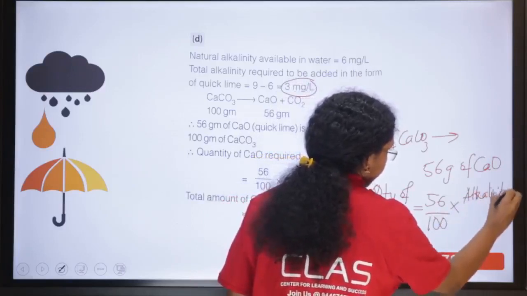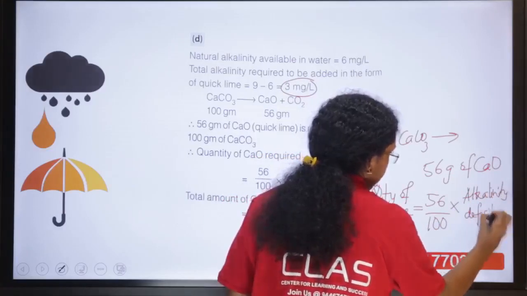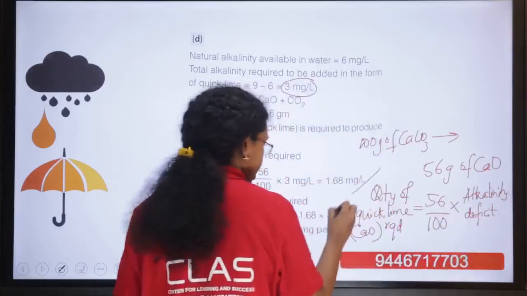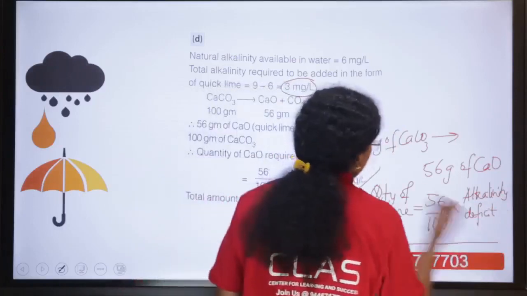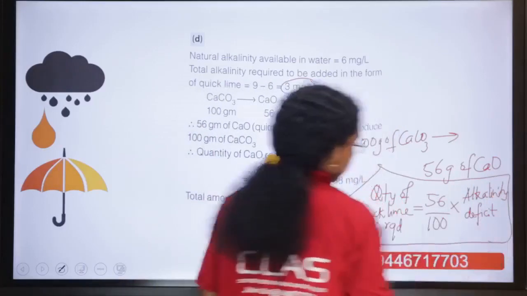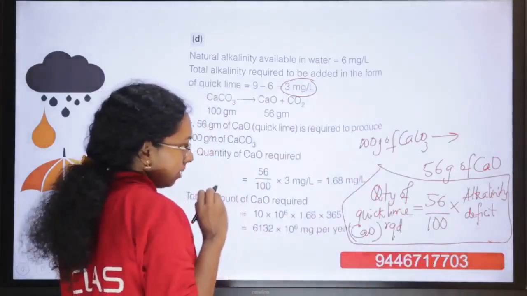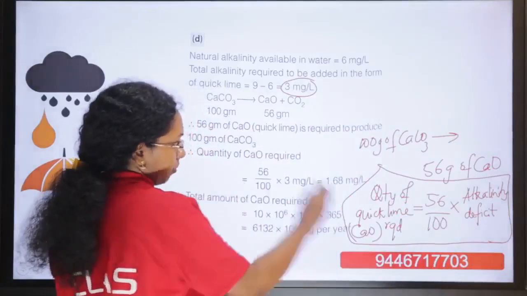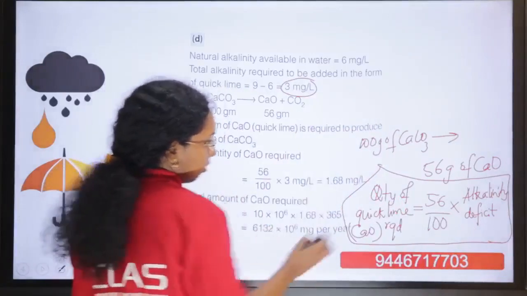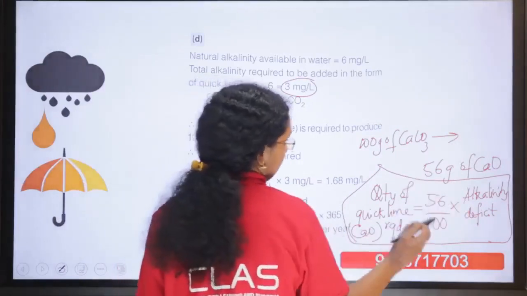Alkalinity deficit, that is, how much more alkalinity is required to be added in the form of quicklime so that the total alkalinity reaches 9 mg per liter. This is an important formula that is used to find the quantity of quicklime. That is equal to, always, 56 by 100 into the alkalinity deficit.